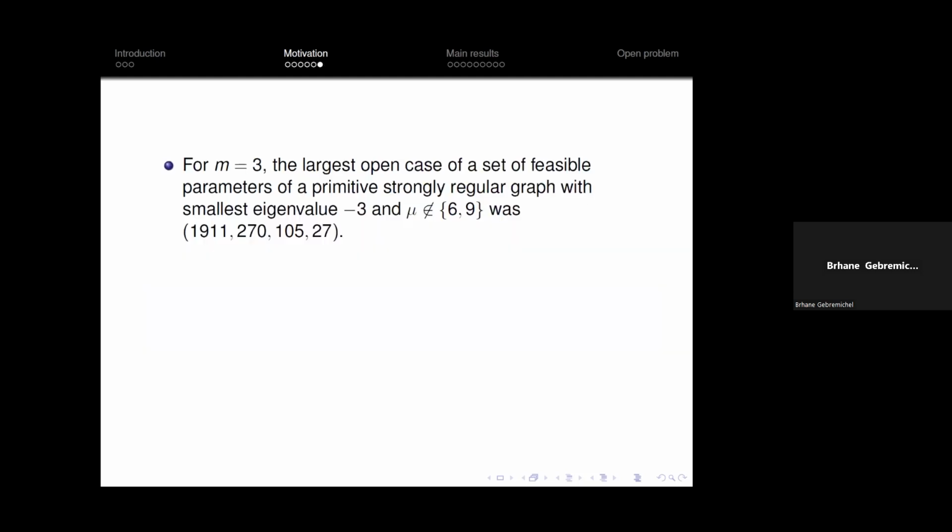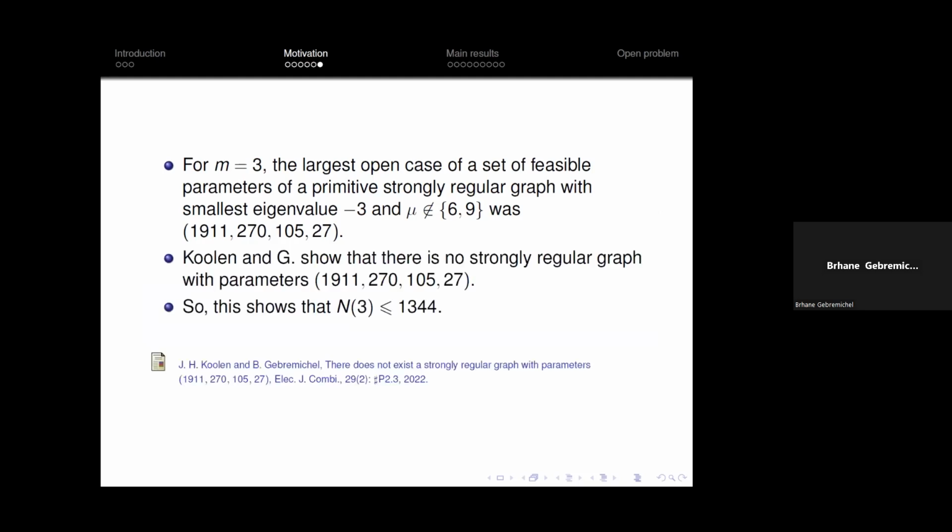If we consider for M3, the largest open case of a set of feasible parameters of a primitive strongly regular graph with smallest eigenvalue negative 3 and mu different from 6 and 9 was on order 1911 with mu 27. Cullen and myself, we show that there is no strongly regular graph with these parameters. So the next case is with a graph on 1344 vertices.